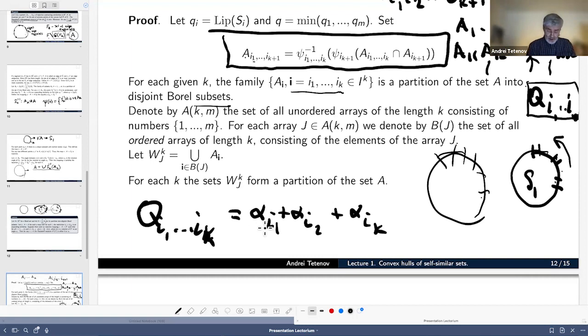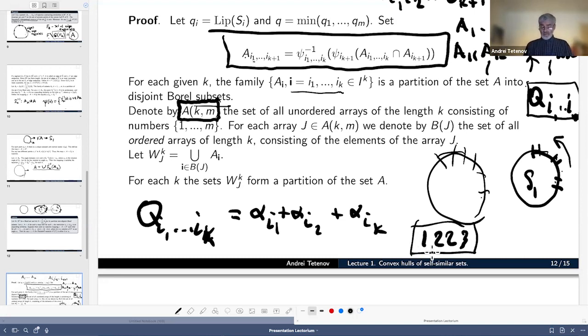And if we change the order of this sum in any way, for each change the rotation angle will be the same. Therefore, we connect the sums with the same rotation angle in one array. So let A_k^n be the set of all unordered arrays of length k consisting of numbers 1 to n. And if we have an unordered array, for example, 1, 2, 2, 3, yes?